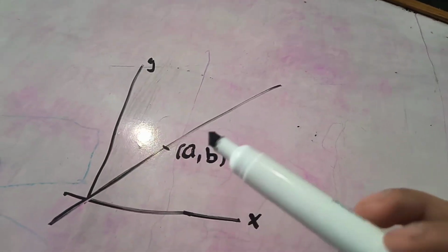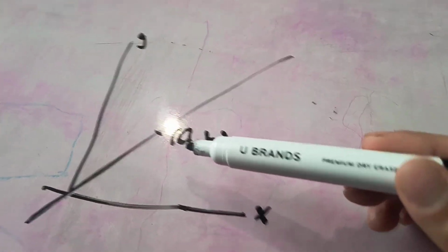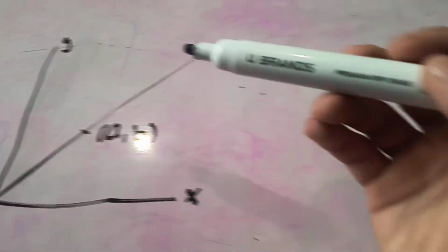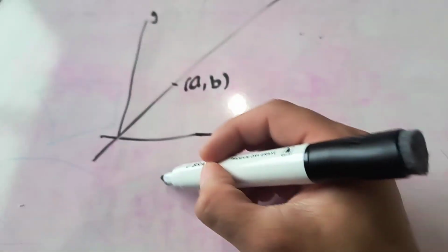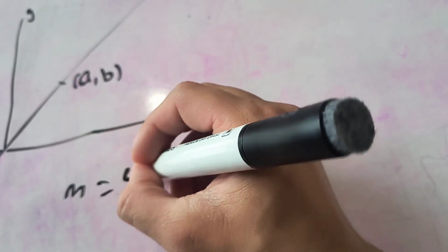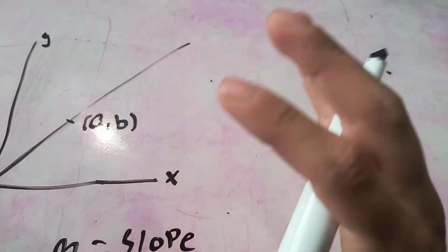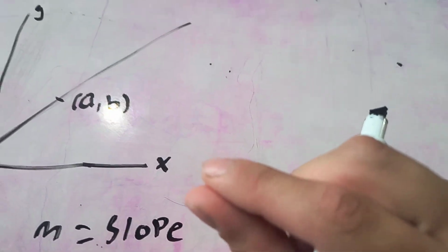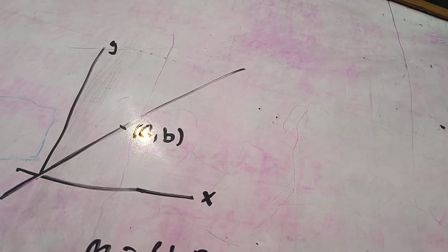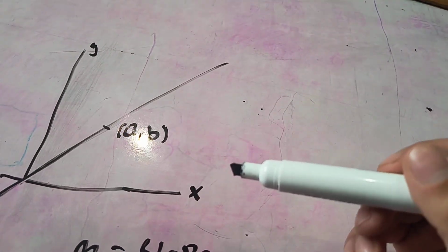Okay, let's say we're given a line. We know the points A and B on it. We know these points. And let's say we know that the slope is M. Slope is equal to M. And we want to write an equation that describes this line.